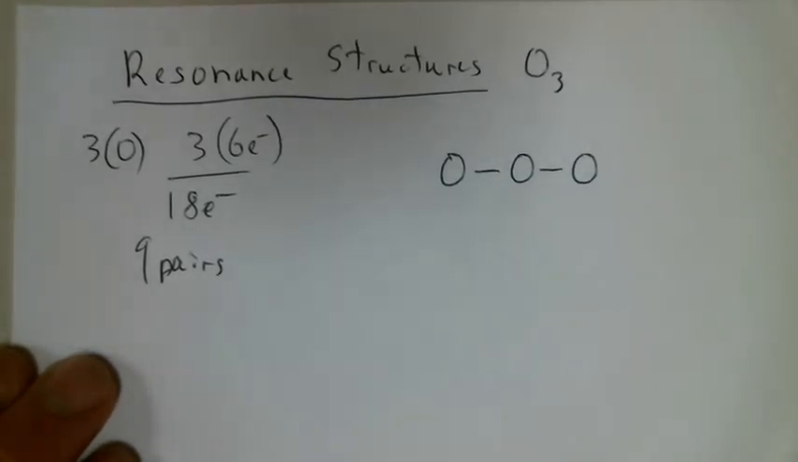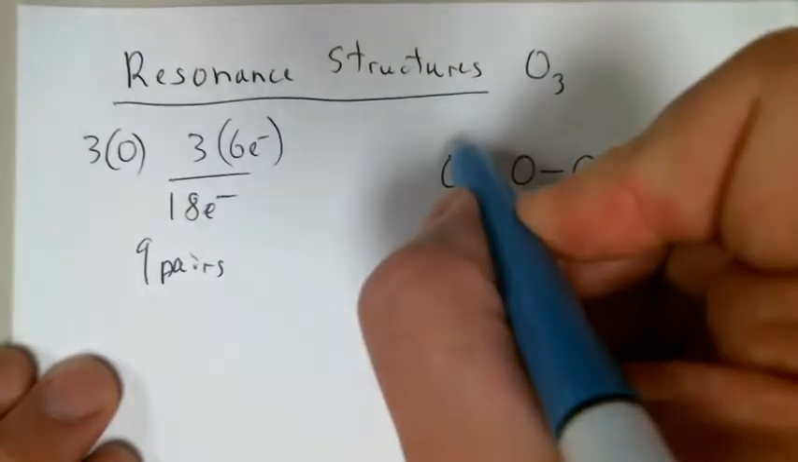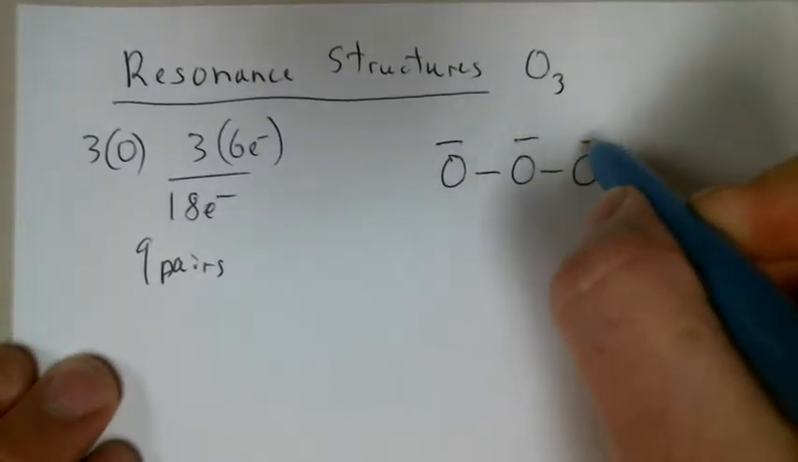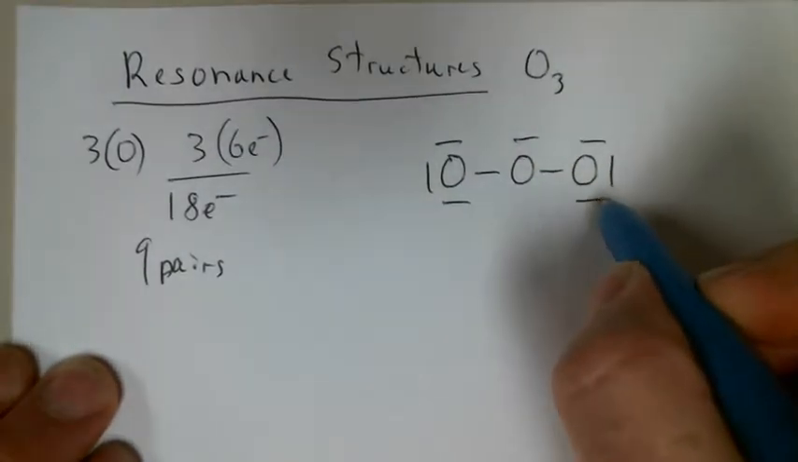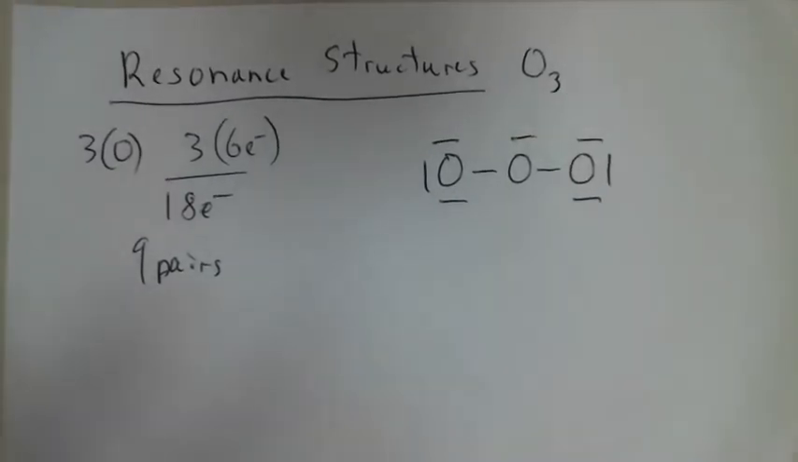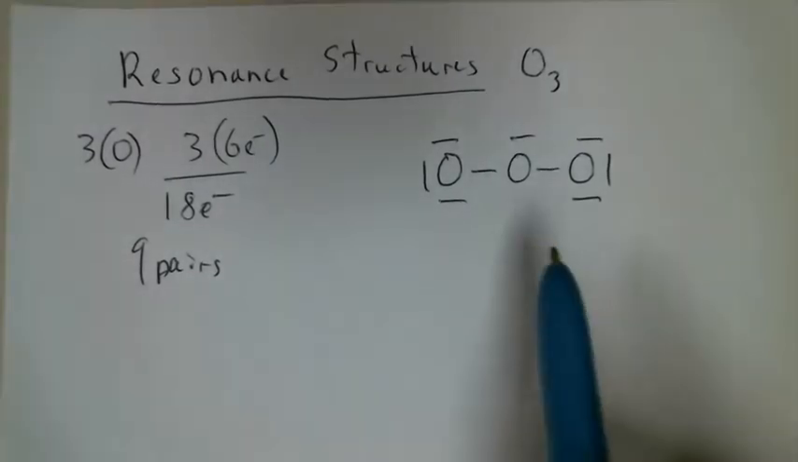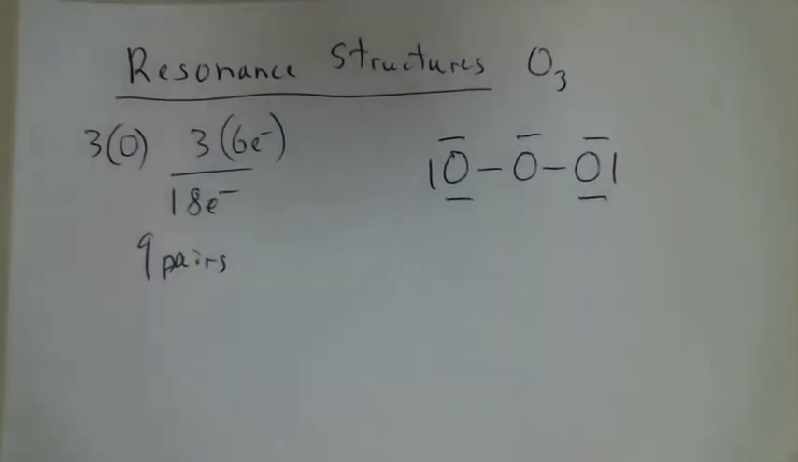So let's just stick them on there. 9 pairs. We've used 2, 3, 4, 5, 6, 7, 8, 9. I tend to put them towards the outside of the molecule just because I think it's easier moving them around that way. But I could have started with 1 here and less there. That would have worked fine too.